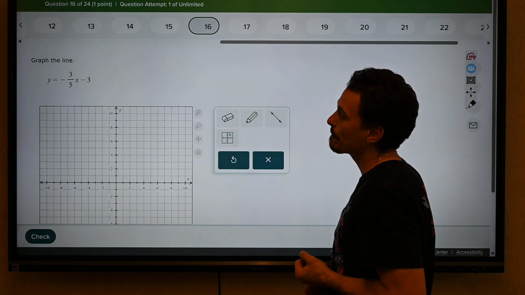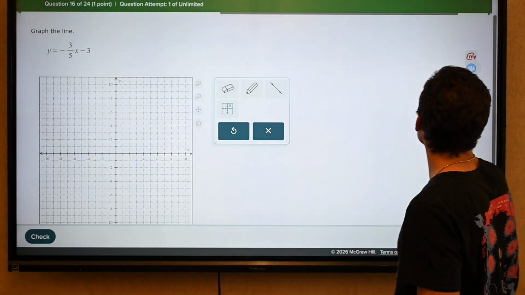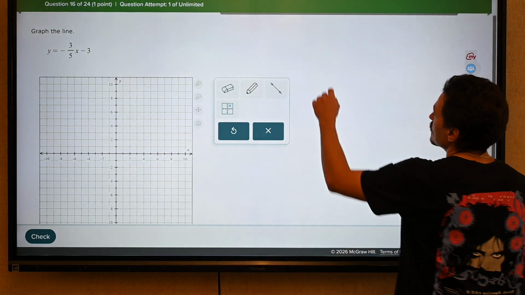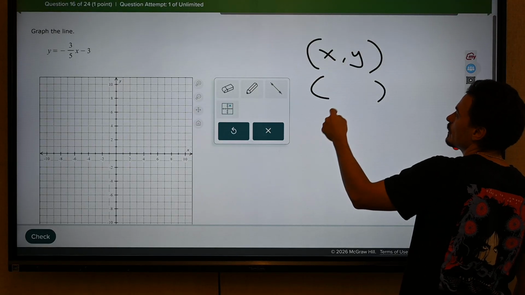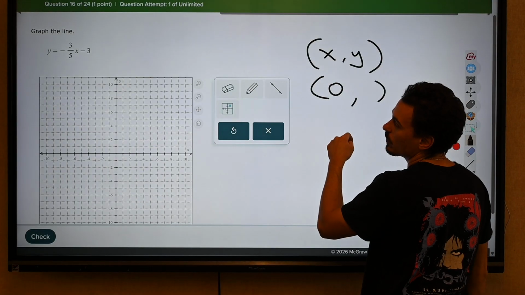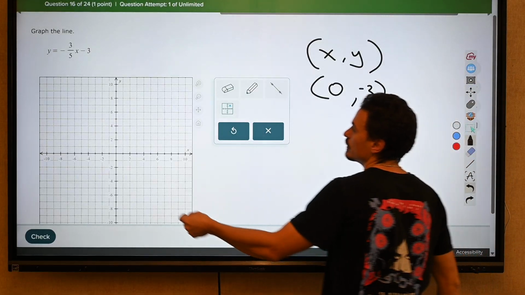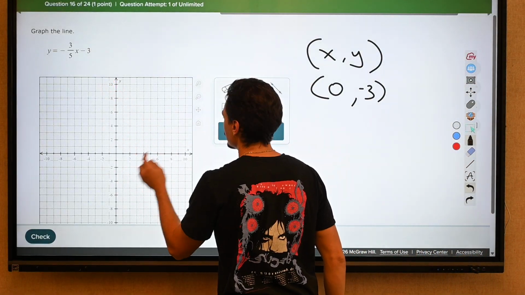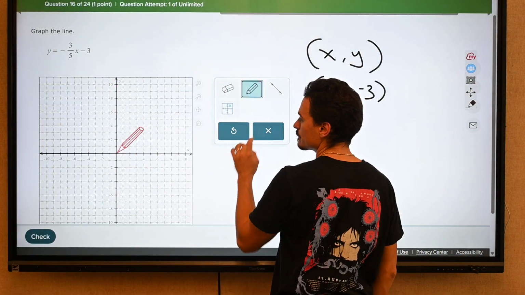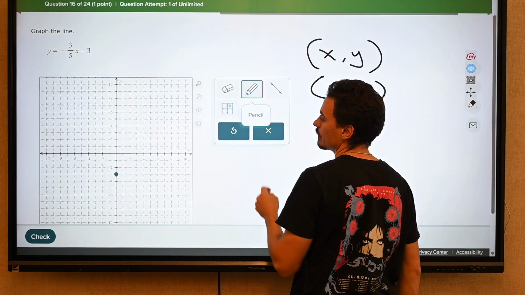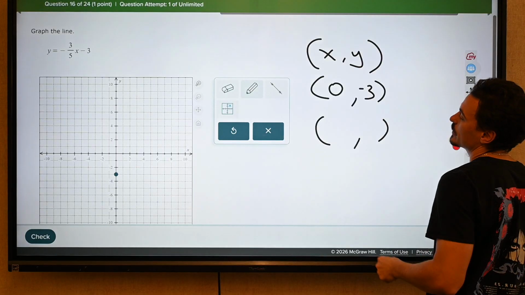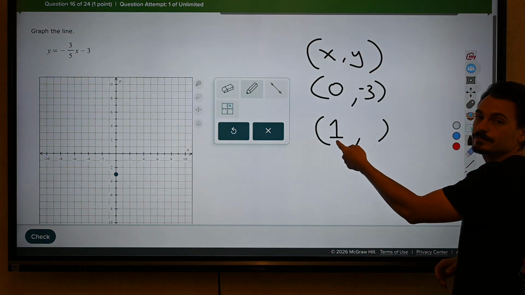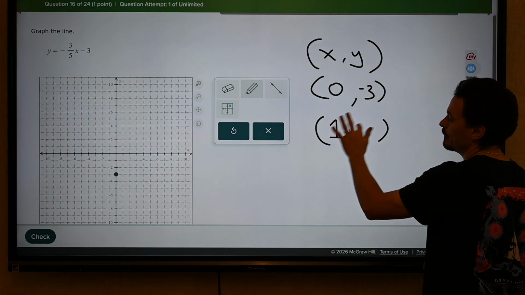Now this one, same thing. I need 2 points to graph a line. First I'm going to have 0 comma negative 3, because that's our y-intercept. It's right there. And then for our second point, I'm actually not going to choose a 1.